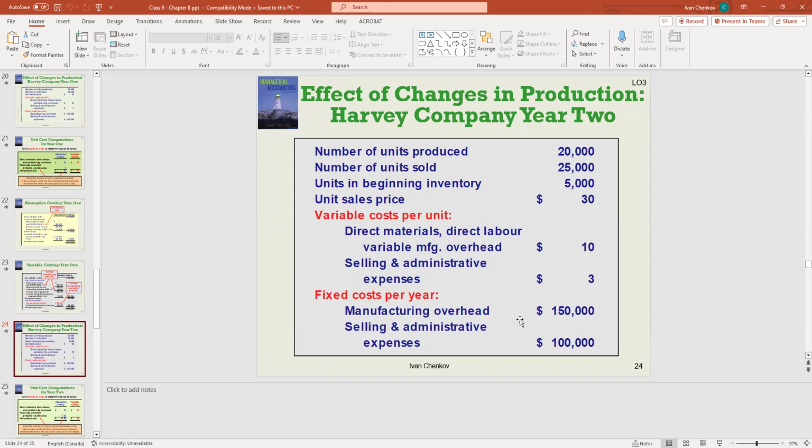Unit sales price, same, $30. Direct material, direct labor, $10. Selling administrative expense per unit, yes, $3. Now, fixed cost stays the same. Manufacturing overhead fixed cost is 150. Selling administrative expenses, $100,000. Now, how much will my fixed cost per unit be now? Is it going to be $5? What do you think?